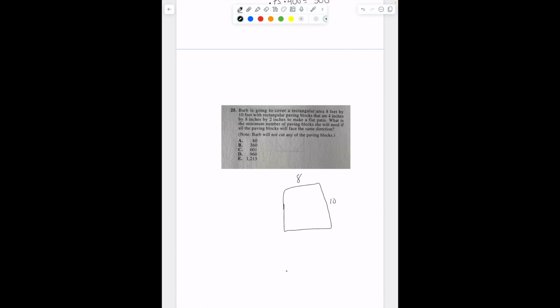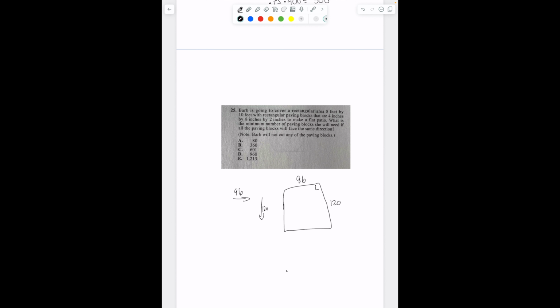So we need to convert these two numbers into inches. Equals what? 96, 120 inches. And we have paving blocks that are 4 inches by 8 inches by 2 inches. We want to know the minimum number of paving blocks she will need if all paving blocks will face the same direction. So what we need them to do is either go horizontally up to 96 inches or vertically to 120 inches.